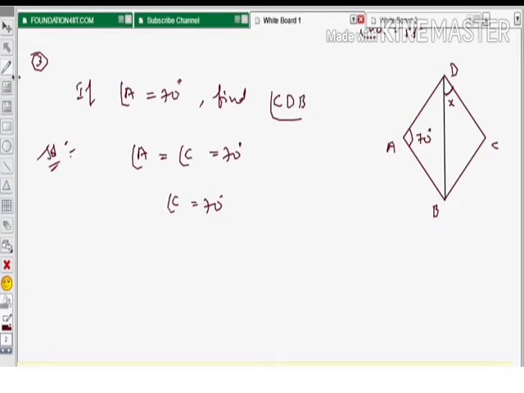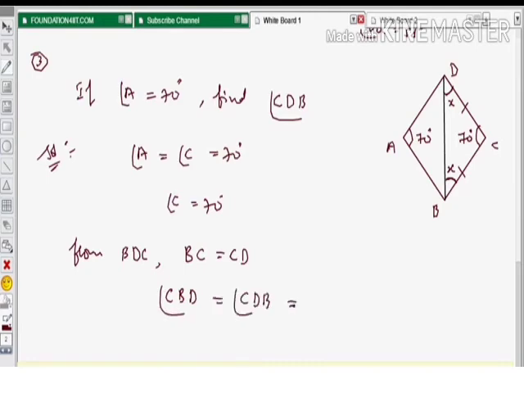If you take this as 70, opposite angles. Now observe triangle BDC. BC is equal to CD, because whenever two sides are equal, the opposite angles are also equal. So this also should be x. That is angle CBD is equal to angle CDB. These both are equal, I put as x. Now from the same triangle, the sum of the angles in a triangle is 180 degrees.